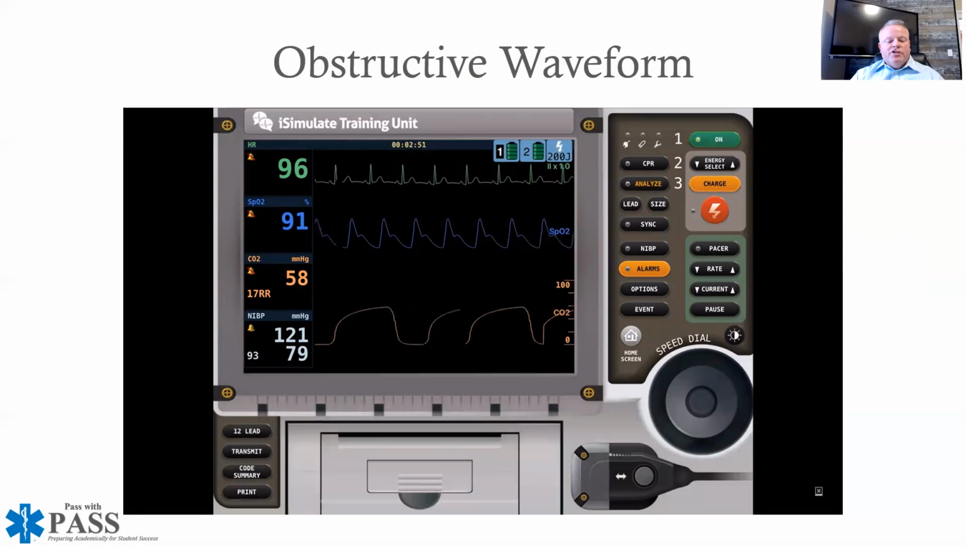And notice inhalation. Inhalation is not a problem. It drops straight off to the respiratory baseline. So there's your shark fin appearance.